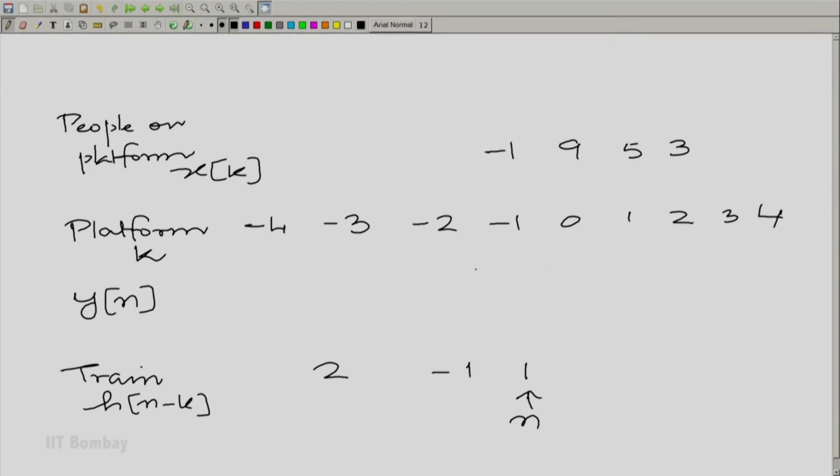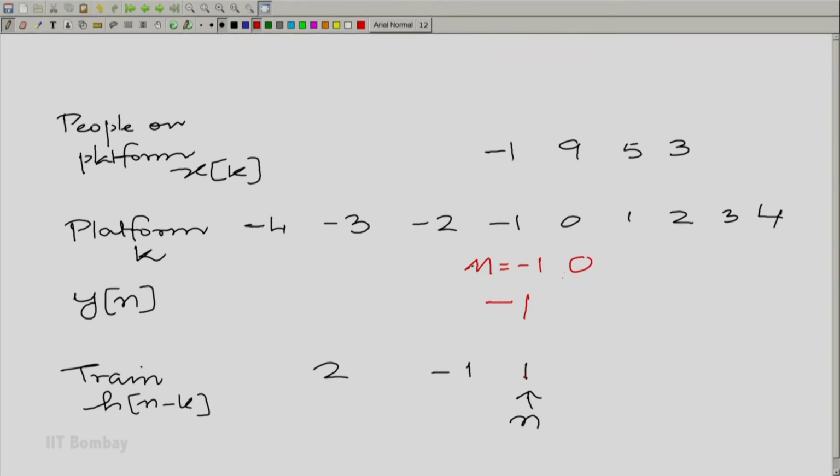So, as you see, it begins only with n equal to 0. So, I will write in a different color. So, n equal to minus 1. Now, you need to take this with this. So, 1 into minus 1. So, you get minus 1.